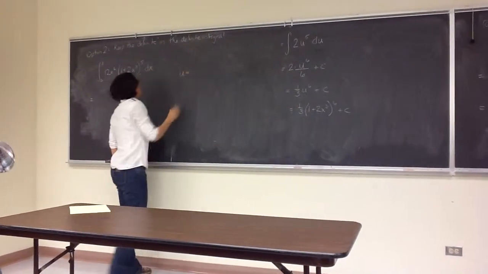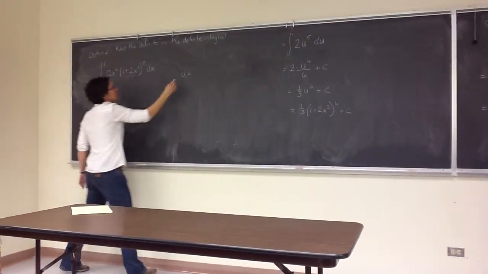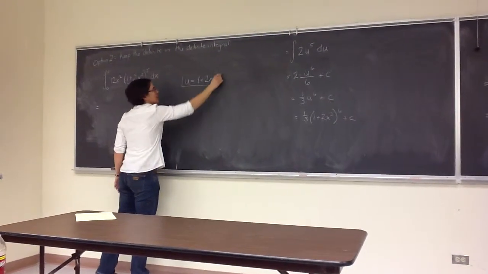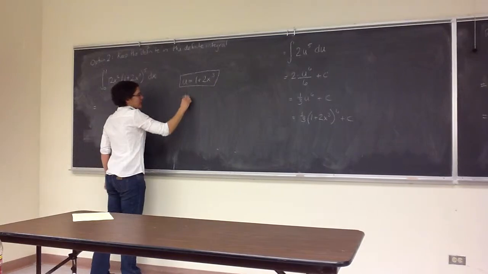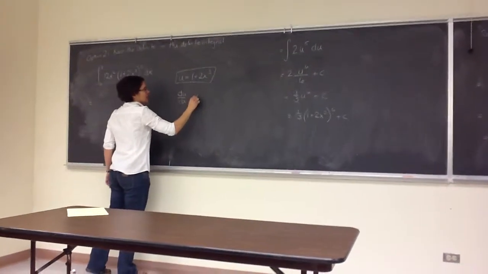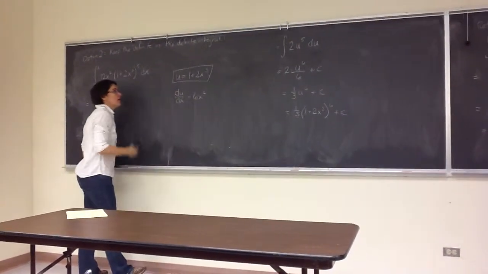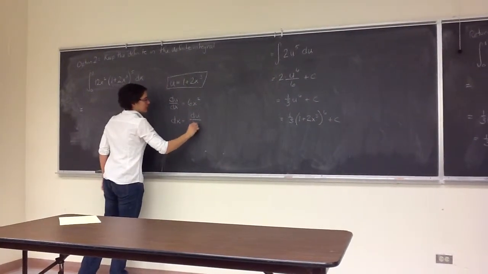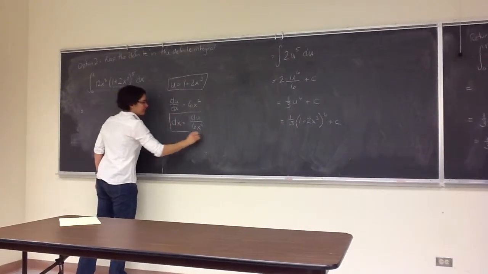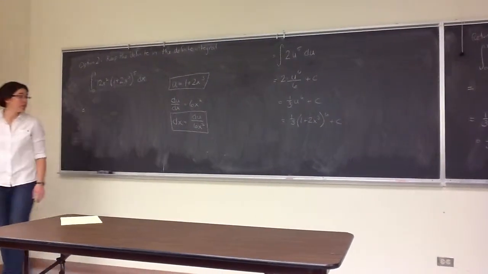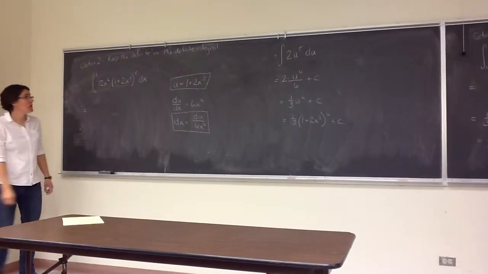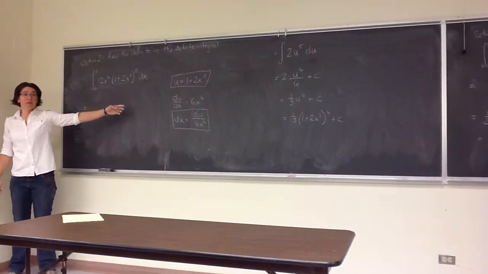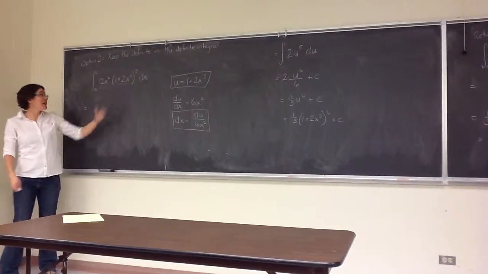I say, okay, let's let u be the inside stuff. U is going to be 1 plus 2x to the 3rd. I take my derivative, du over dx equals 6x squared. I solve that equation for dx. Exactly the same steps as my regular u substitution. I take that work and I plug it in.